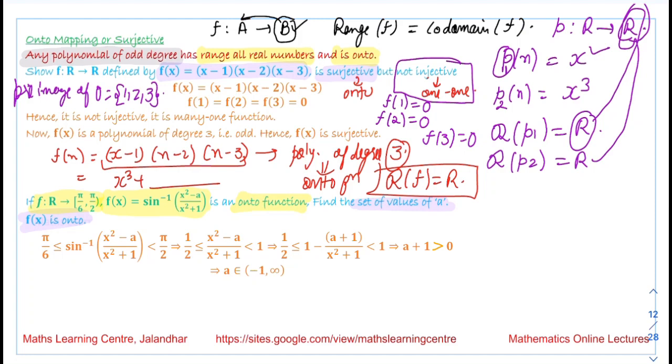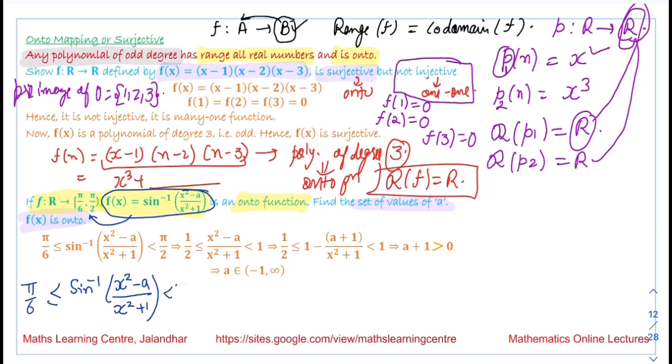For this function to be onto, the range of this function should be equal to the codomain. It means the value of sin⁻¹((x² - a)/(x² + 1)) should lie between π/6 and π/2. So this implies that 1/2 ≤ (x² - a)/(x² + 1) < 1.